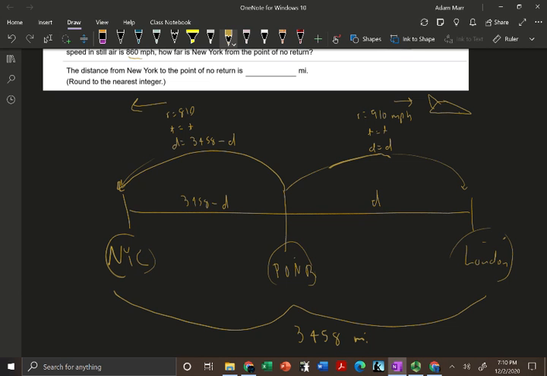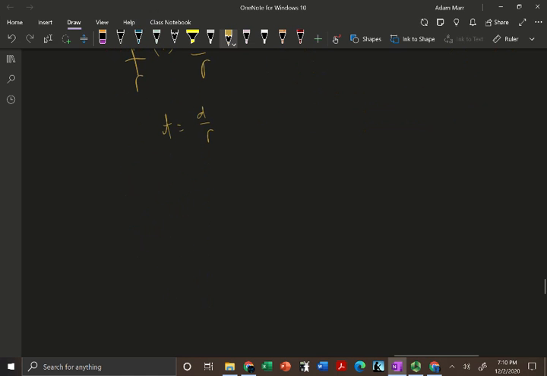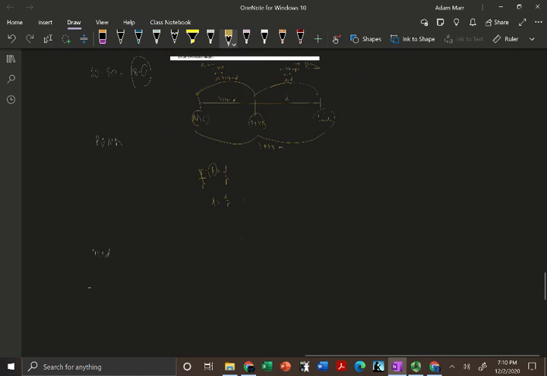Now we know that the time either way is going to be equal. That's the whole point of no return. So since they're equal, what we can do is say, all right, we know that rate times time equals distance. So I'm just going to solve for time because I know it's going to be the same either way, and I can just set the times equal to each other. Time equals distance over rate right here. Okay. So now we know that time equals distance over rate. Let's get both of these right here.